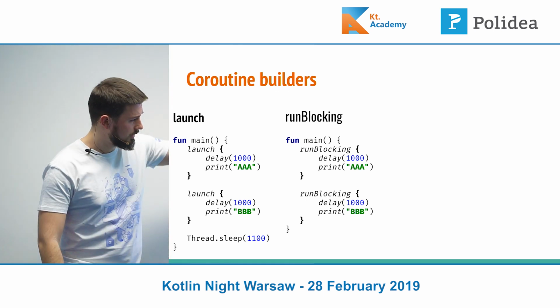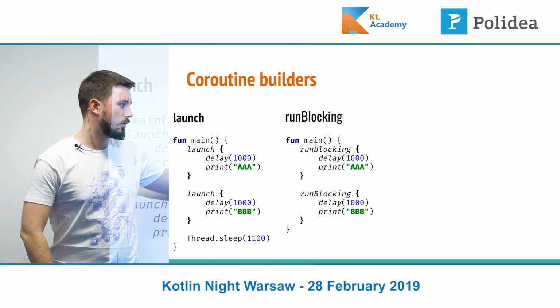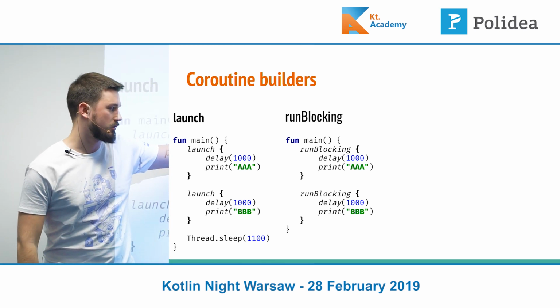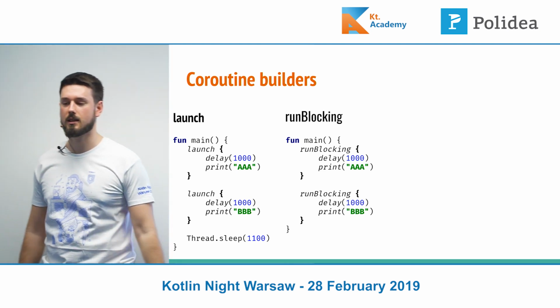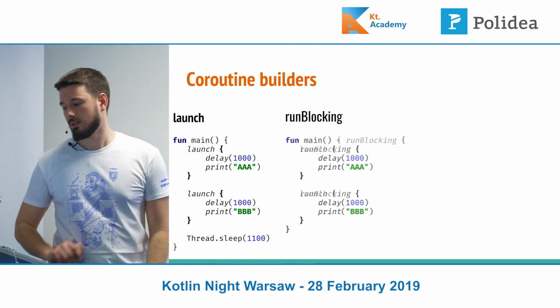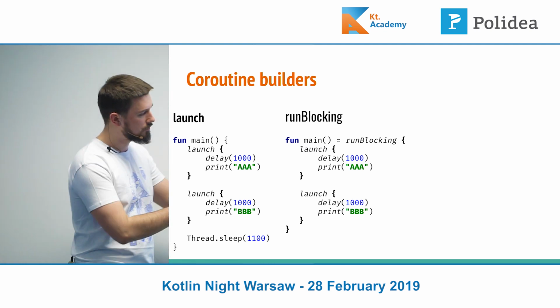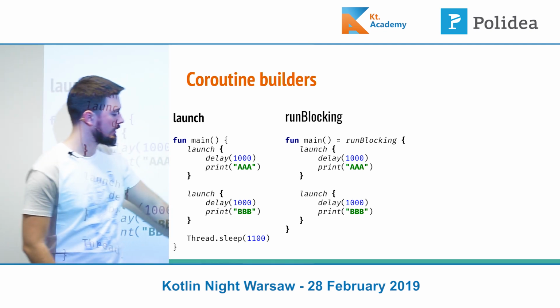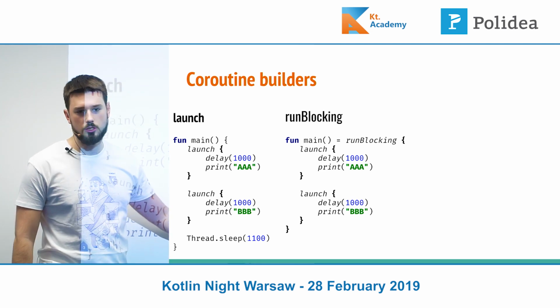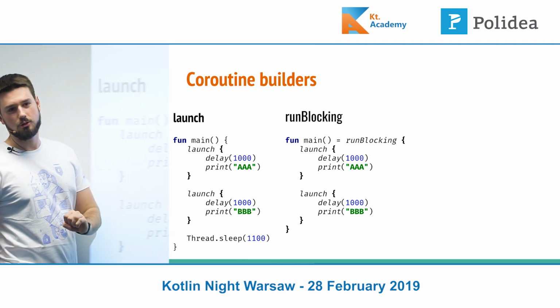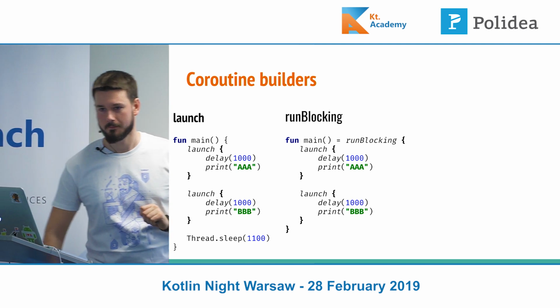Of course, in this case, it doesn't make sense. We would just make everything sequential. We'll first delay, then print A, then delay, then print B. It does not make sense. But how it is used is like that. We wrap everything in this runBlocking, and then runBlocking will await for all its children. I'll say soon, why is that?